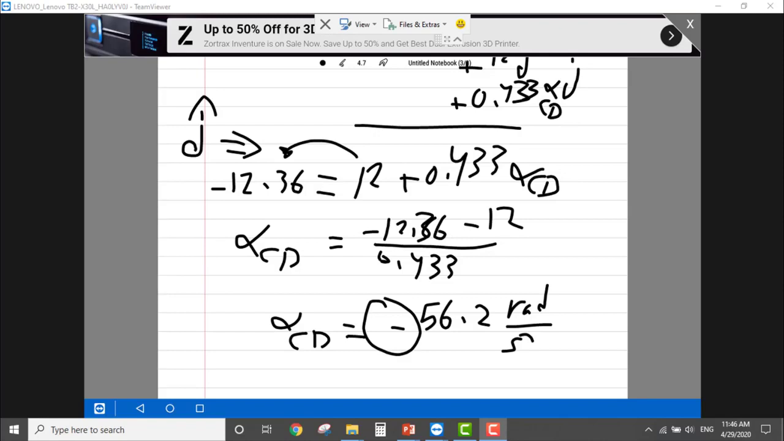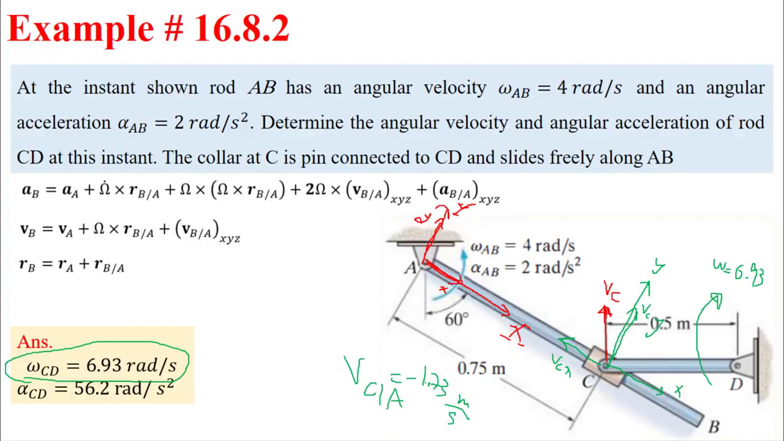Going back to the slide, here is the answer, 56.2 rad per second squared. We assumed it at the beginning to be clockwise, but the correct direction is counterclockwise.